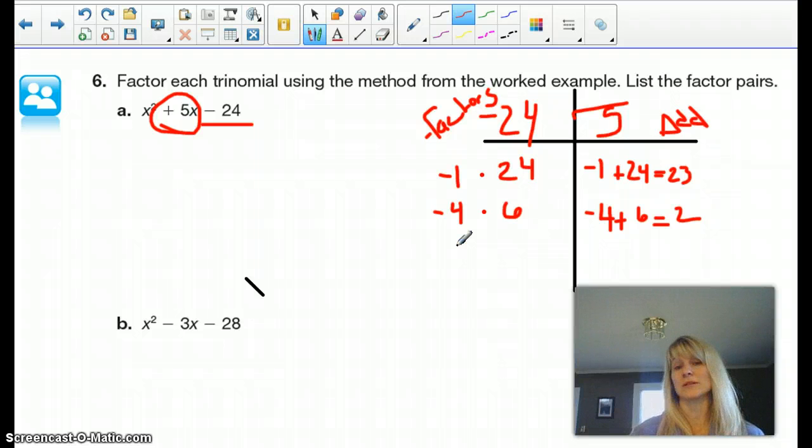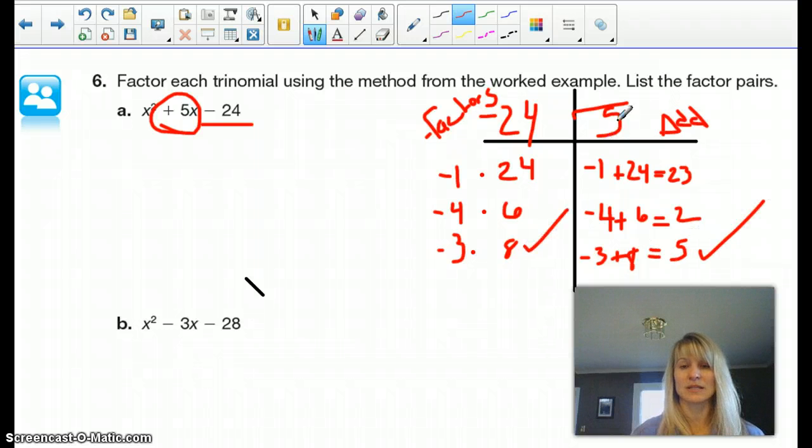I also think 3 times 8, and so again, I'm making the lower number negative. This multiplies to negative 24. When I take negative 3 plus 8, it adds to positive 5. So these are my factors that work here because I needed to add to 5.